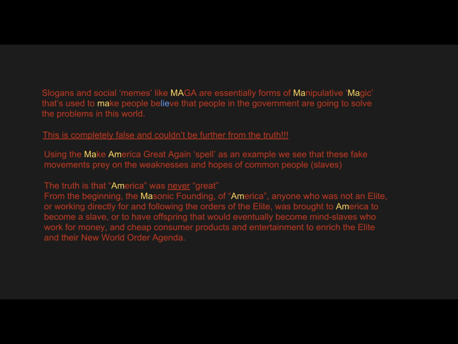From the beginning, the Masonic founding of America, everyone who was not an elite or working directly for and following the orders of the elite was brought to America to become a slave, or they were brought here to eventually have offspring that would become mind slaves who would work for the New World money and cheap consumer products and entertainment to enrich the elite and further their New World Order agenda.